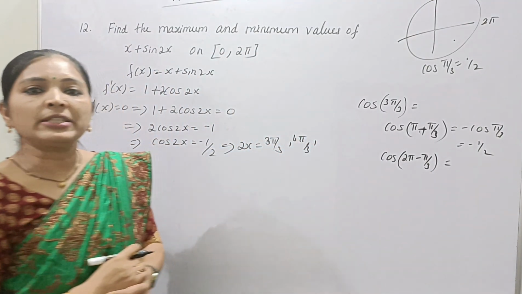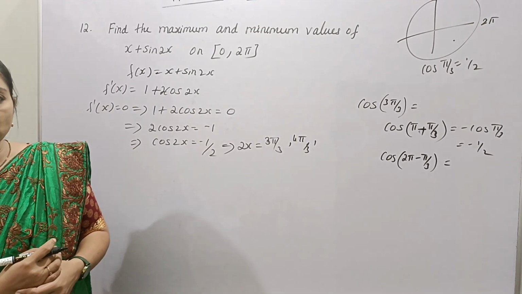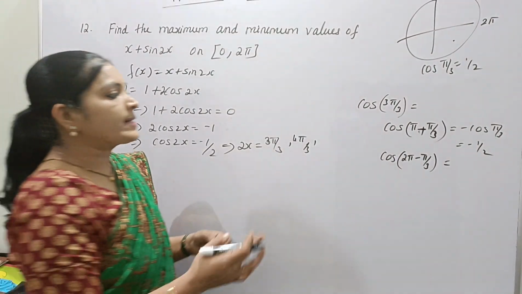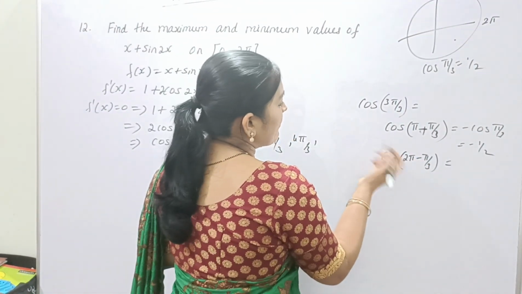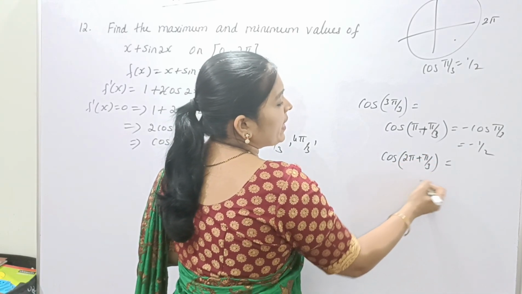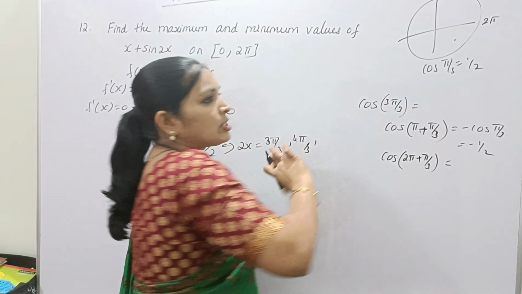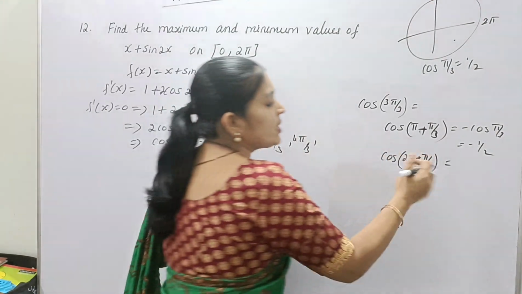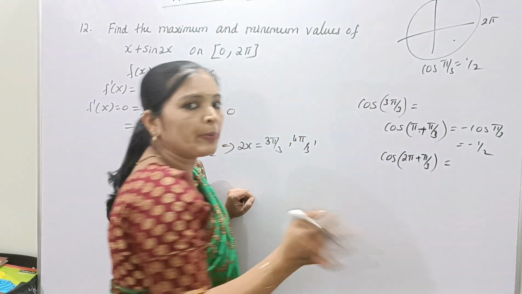6 pi by 3 is nothing but 3 pi, right? So cos 3 pi is minus 1. So next, 7 pi by 3. 7 pi by 3 is 2 pi plus pi by 3. So it will be in the first quadrant. In the first quadrant all are positive. So it will be cos pi by 3, that will be plus 1 by 2.